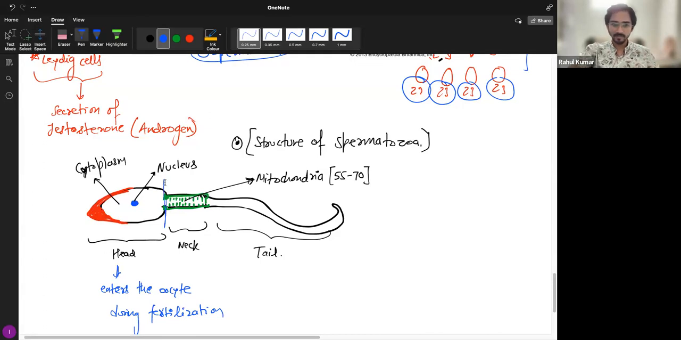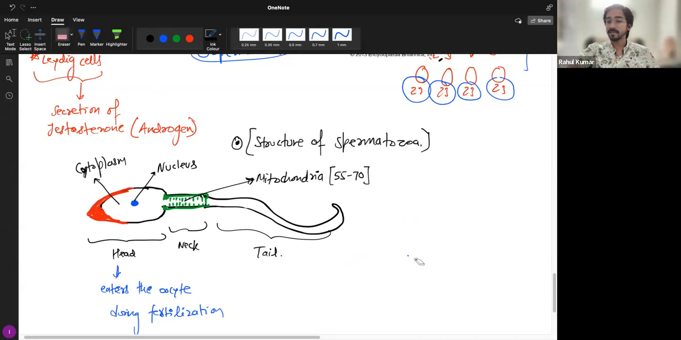So only the head part, from this part onward, it's cut. So this goes inside, and everything else, the neck and the tail, their job is done, so they don't enter inside the oocyte. Is that clear? Any doubt? Where does the tail go? Nothing, it just stays there and then degrades. So if this is the membrane of the oocyte and the head has penetrated, the head goes inside, the tail stays like this, and when fertilization happens, this part will just degrade.